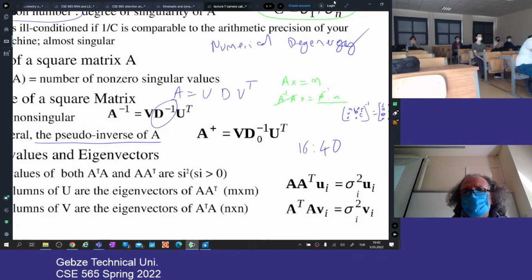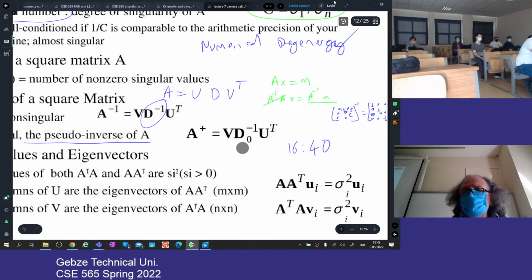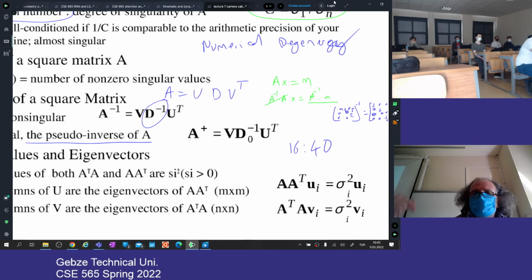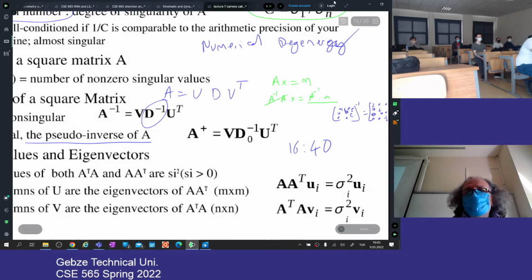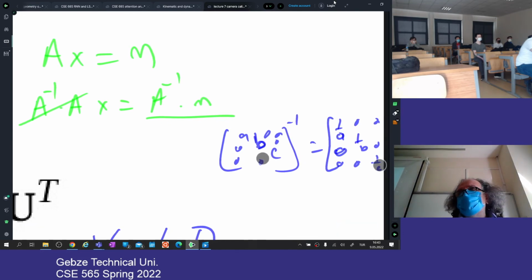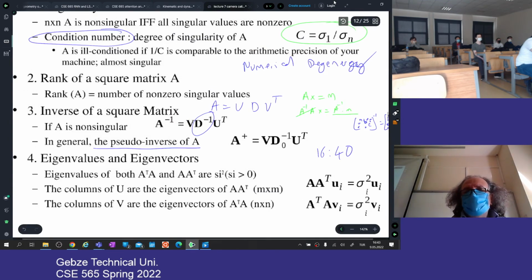And again, the same thing, V U transpose. Instead of taking 1 over the singular values of all of them, you take 1 over the singular values, and for the zeros, you just take them as 0. If this C is 0, then put a 0 here. Don't take 1 over 0. That becomes the pseudo inverse of it.